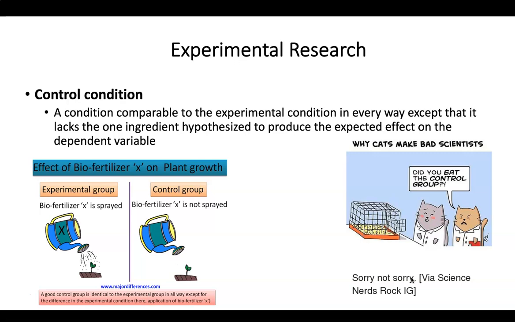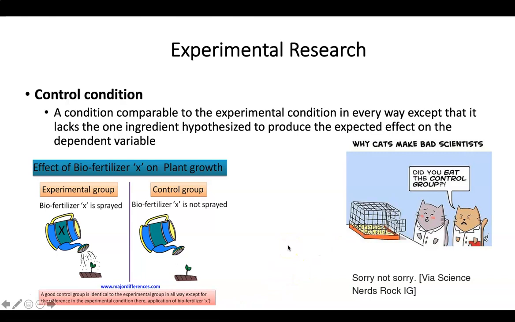So the control condition is basically the condition that you're trying to compare against to see how the treatment affects things. Here you've got biofertilizer X's effect on plant growth. The experimental group uses the biofertilizer, because it's healthy, it's organic, and so on and so forth. Here you don't use that. You use some other type, and then you try to see what the end result is.